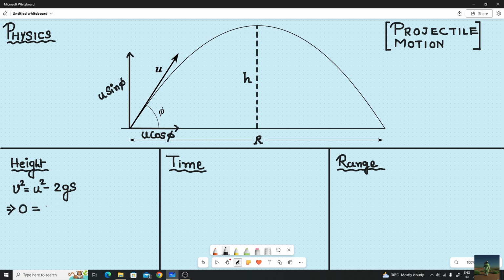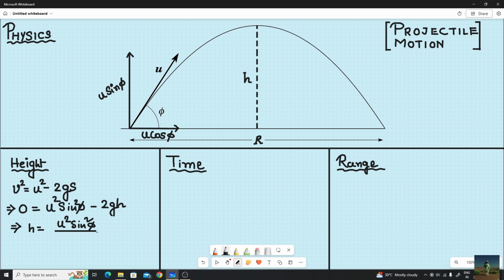What is the value of u? The value of u is u sin phi. Minus 2 g, here s is the height, so that means you can write h equals u square sin square phi divided by 2 g. So this is the formula for the height.